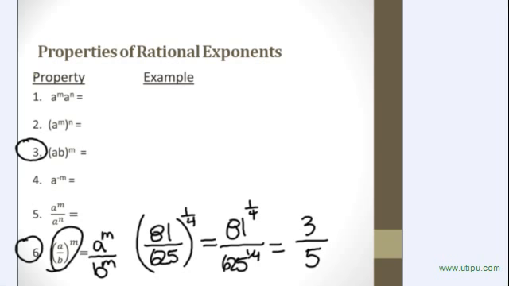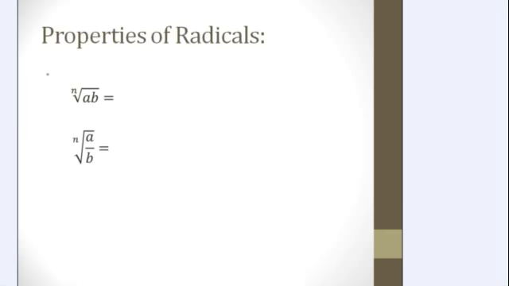And again, with this property, sometimes it's going to be helpful going in this direction to simplify. Other times it's going to be helpful going in this direction to simplify. And we'll look at some more examples later. Now let's look at related properties of radicals. Since the nth root of a is the same as a to the 1/nth power, the properties that we were just looking at involving rational exponents apply to radicals as well.